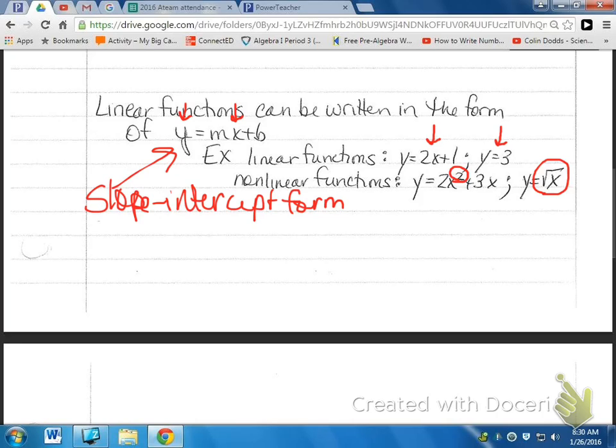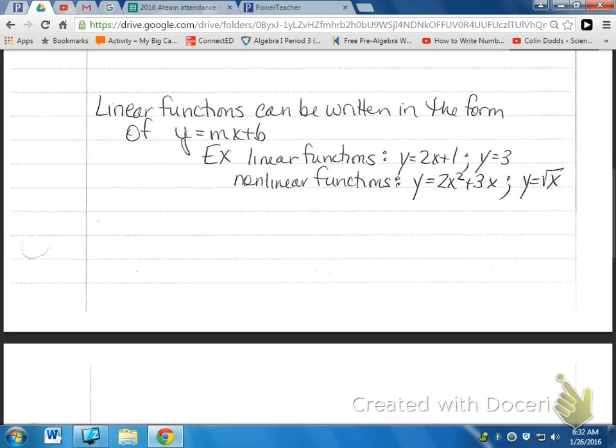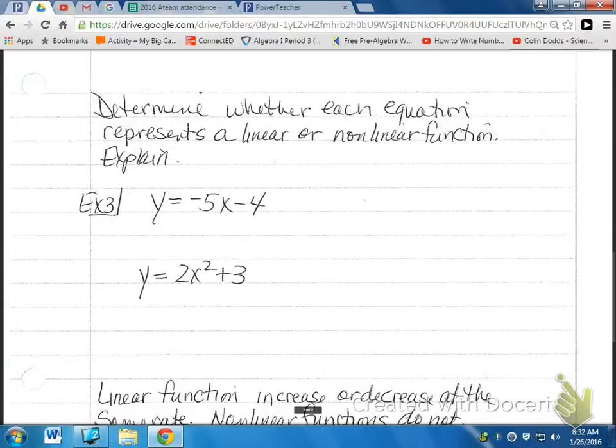So no square root on the variable, no squared term or exponent on the variable, and the other thing is no variable in the denominator of a fraction. Okay, this one would also be considered nonlinear. Any of those three things make them nonlinear. Okay, putting it in slope-intercept form, that's what would make it a linear function. So let's look at a couple of those. Determine whether each function represents a linear or nonlinear function and explain.